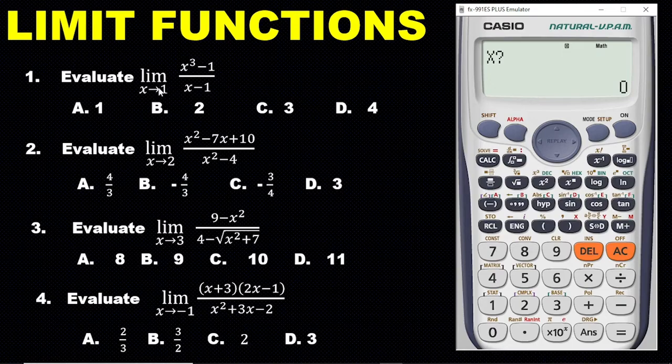For purposes of education, let's try 1. So when we hit 1, what do we get? We are getting an error. Why? Because x is approaching 1, but x is not equal to 1. So let's go back and edit our work.